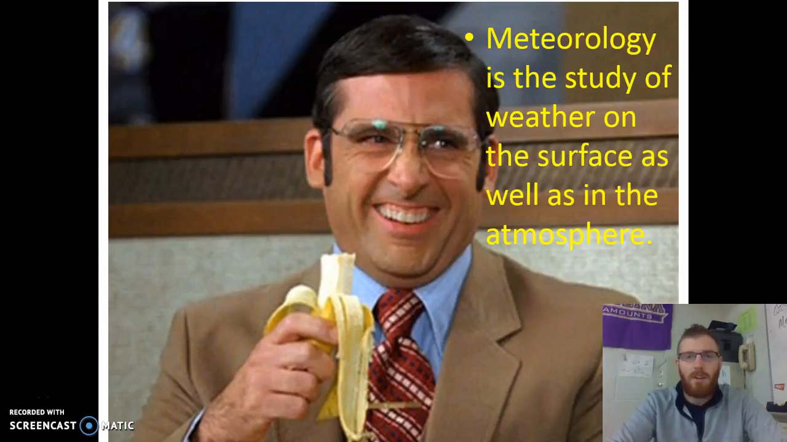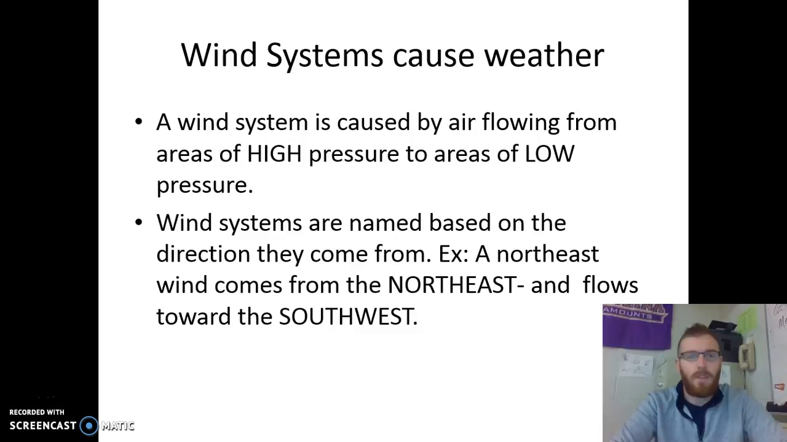The definition of meteorology here is the study of weather on the surface as well as in the atmosphere. Okay, and what causes weather? Well, it's wind systems that are flowing from areas of high concentration to areas of low concentration. And we talked about that being a central theme in science, is that most things go from an area of high concentration to an area of low concentration. And it's no different for wind here.